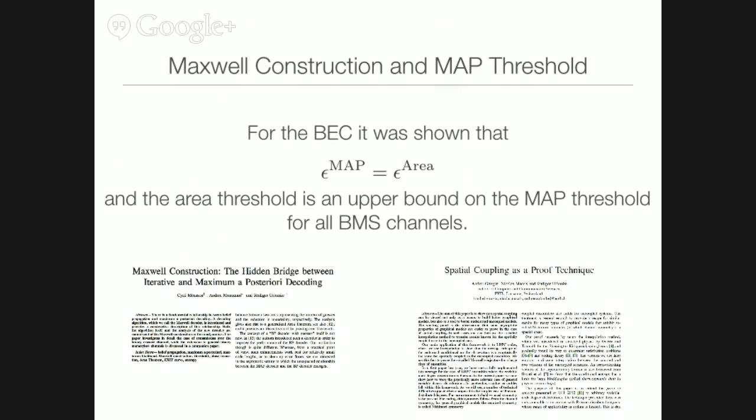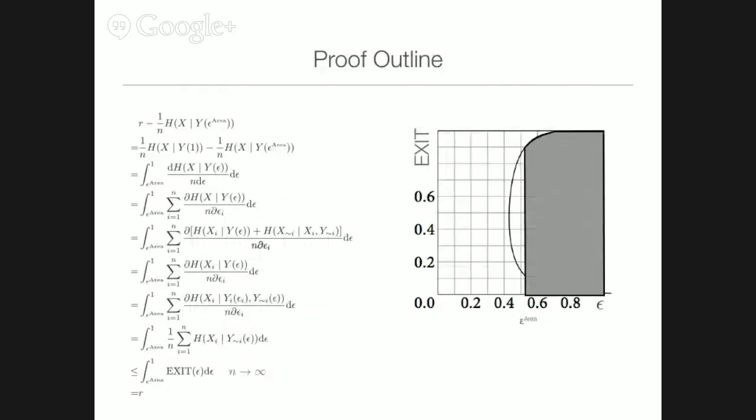So what is this connection between the MAP threshold and this area threshold? So why is that area threshold an upper bound? Okay, what does this have to do with it? The basic idea is the following.